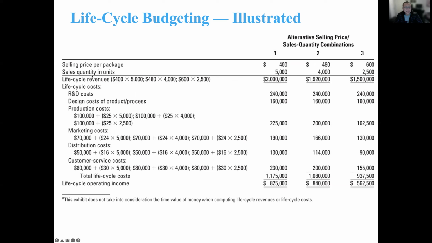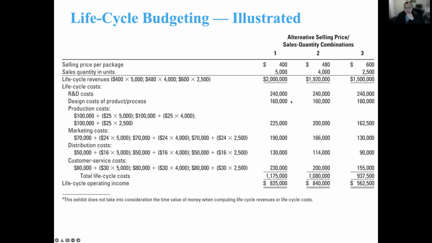Sales quantity in units will be lower, from 5,000 to 4,000 to 2,500. And so you can see they calculated the life cycle revenue, okay? By the way, this sales quantity in units is for their whole life cycle, right? Whole life cycle.